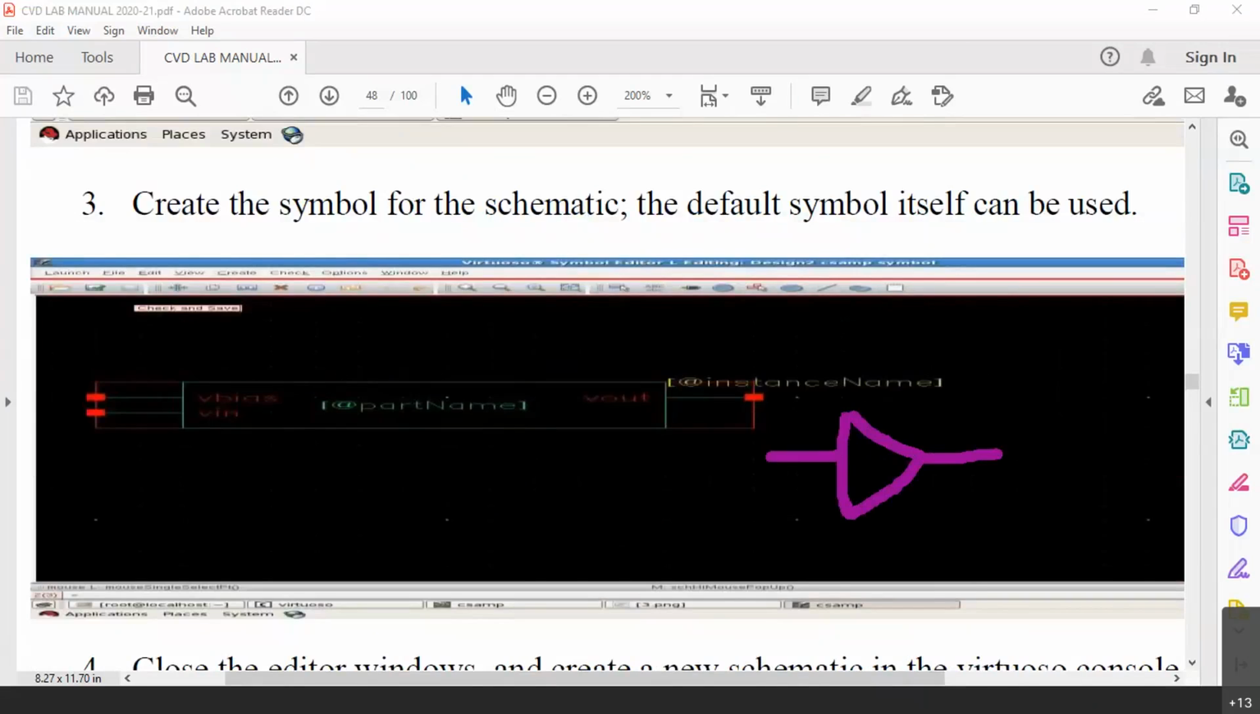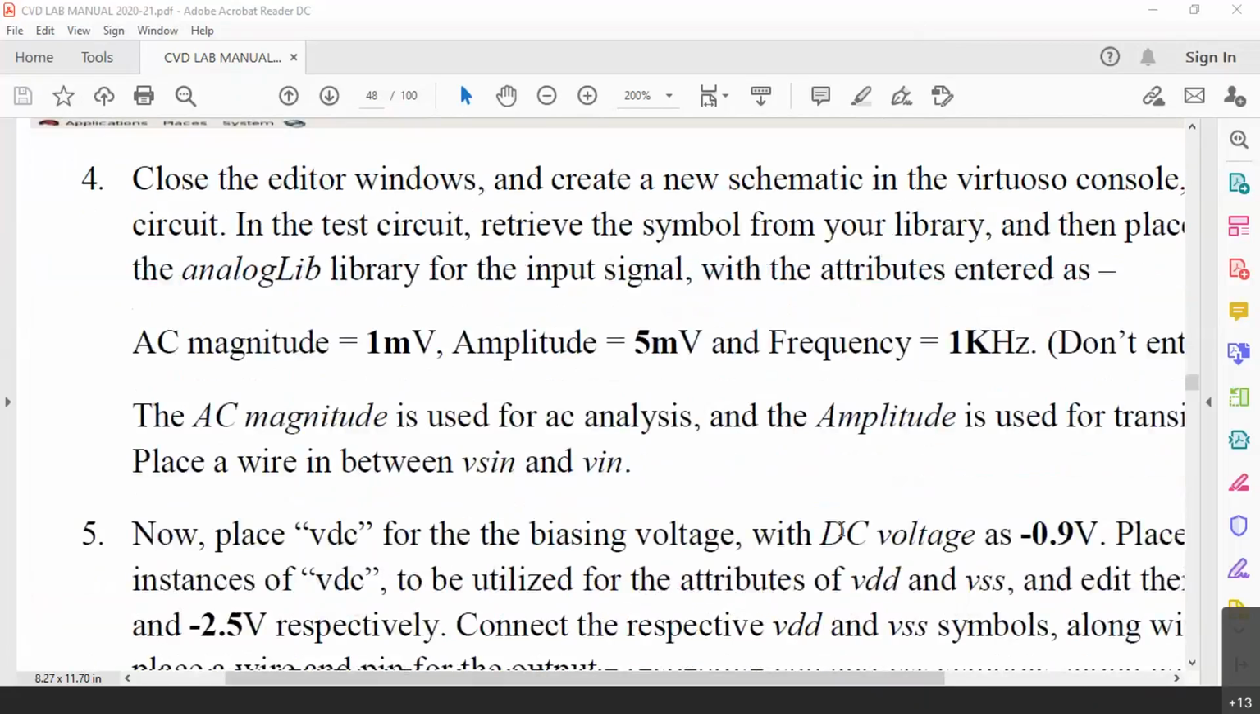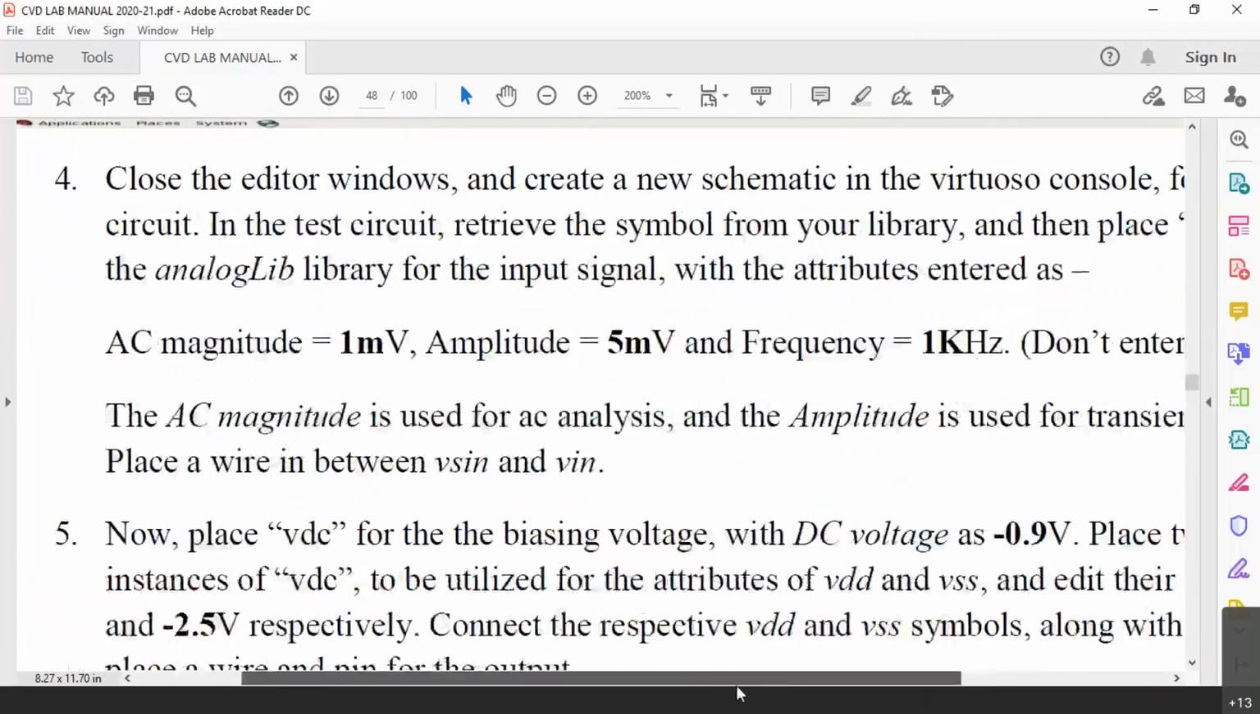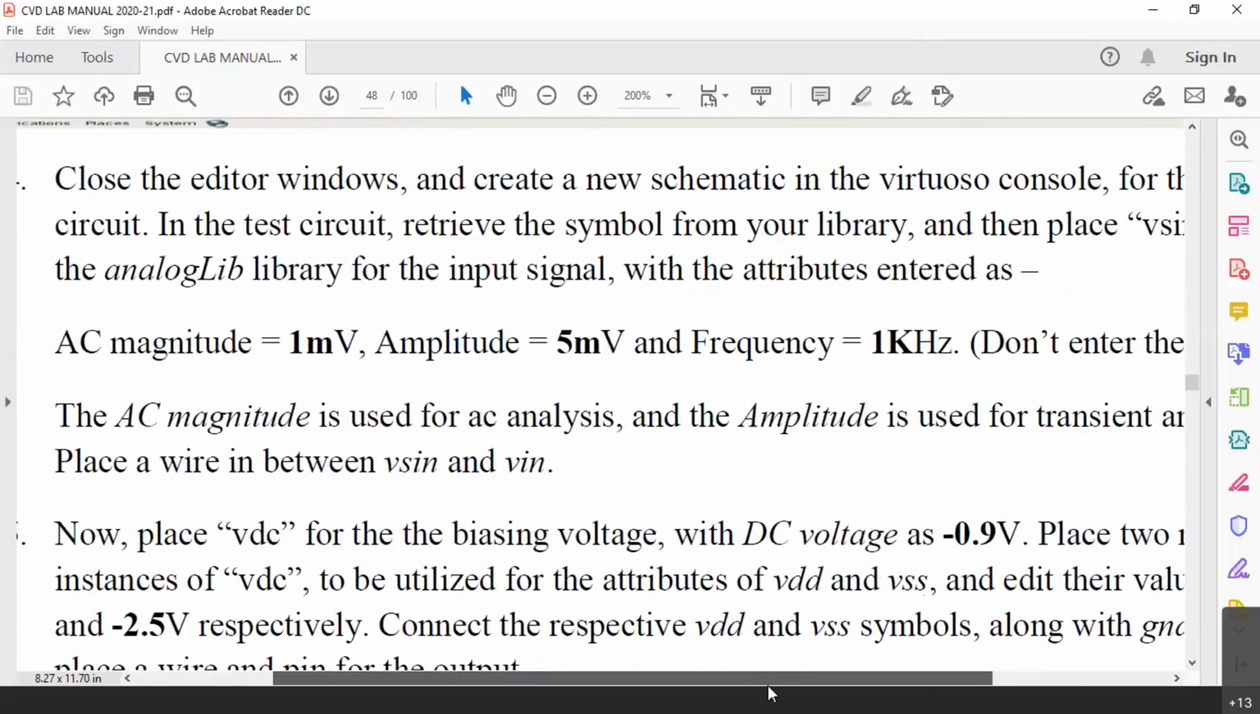That is your choice. Now, after making a symbol, you already know that AC analysis is for plotting the frequency response and obtaining the gain.